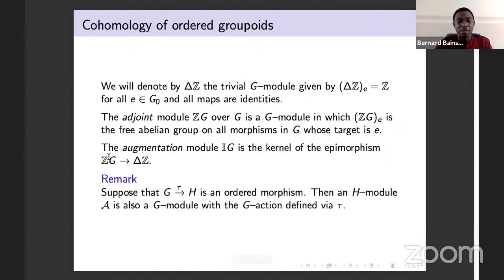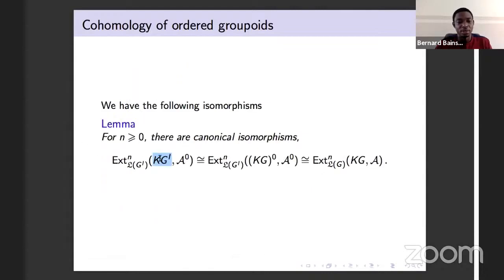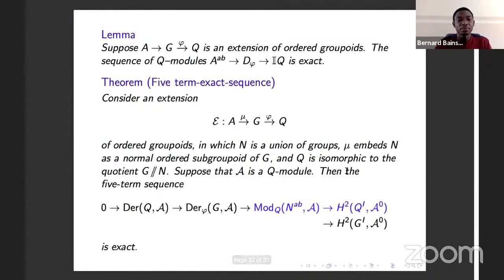So in this case, we have a GI, and so our kernel will be the KGI. So we have these isomorphisms, and so we will make use of these to have some substitutions within our sequences to be able to tell of the cohomology of our ordered groupoid with the extra identity included.